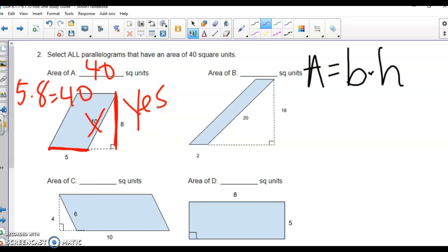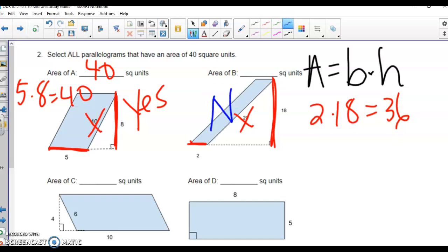Okay, part B, we have a base of 2 and a height of 18. We're not going to use that 20. It's a distractor. So 2 times 18 is 36. Is 36 40 square units? No, it is not. We're going to put a big no here. No, because it's 36.